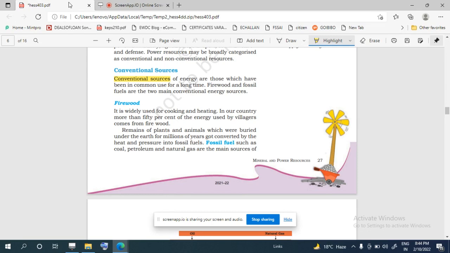Now we will do the firewood. It is used for cooking and heating, and in our country, more than 50% of the energy used by villagers comes from firewood only. So it is still a very important source of energy in rural areas.